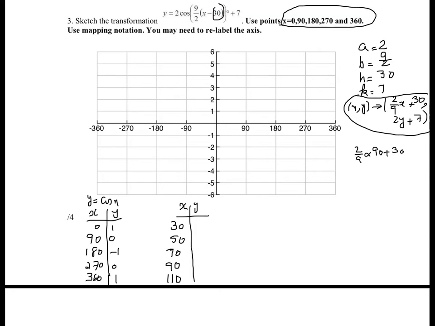For the y, we are going to use 2y plus 7. Multiply y by 2, add 7. So 1 times 2 is 2, plus 7 is 9. 0 times 2 is 0, plus 7 is 7. Negative 1 times 2 is negative 2, plus 7 is 5. 0, again, we get 7. And 1, 2 plus 7 is 9.